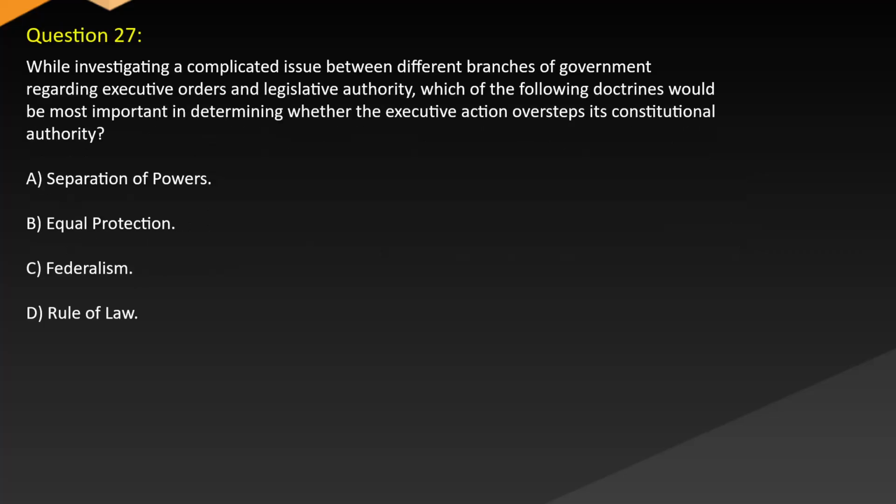Question 27. While investigating a complicated issue between different branches of government regarding executive orders and legislative authority, which of the following doctrines would be most important in determining whether the executive action oversteps its constitutional authority? A. Separation of powers. B. Equal protection. C. Federalism. D. Rule of law.